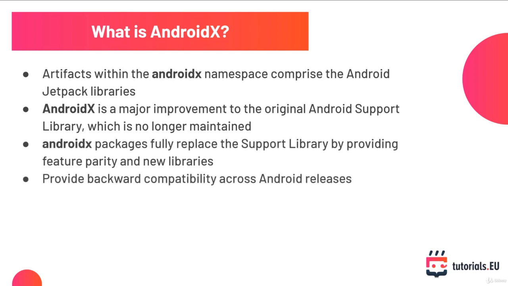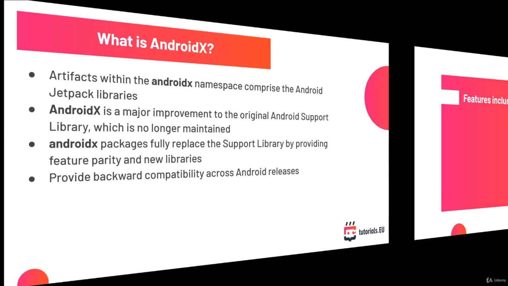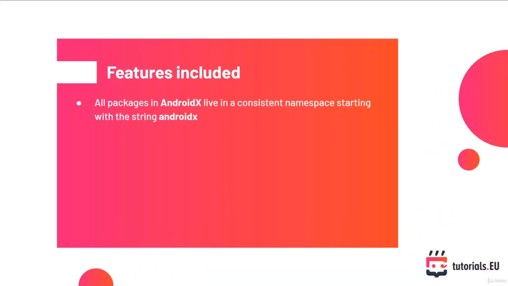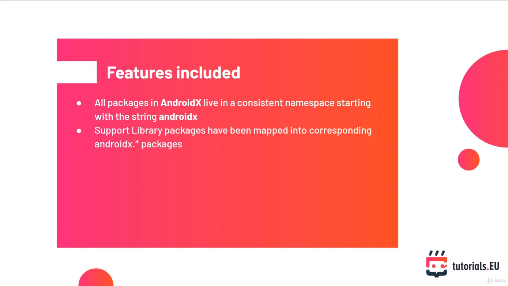What's also important is that AndroidX provides backward compatibility across Android releases. So you can develop in AndroidX, but still run this application on older Android devices. All packages in AndroidX live in a consistent namespace starting with the string androidx. So it will be something like androidx dot and then whatever part of the namespace that you want to use. The older Android support library packages have been mapped to corresponding AndroidX packages.